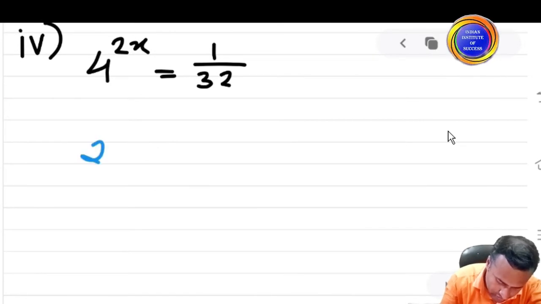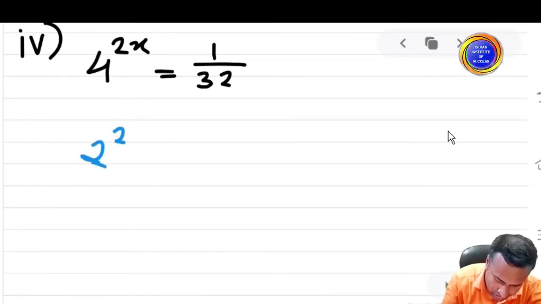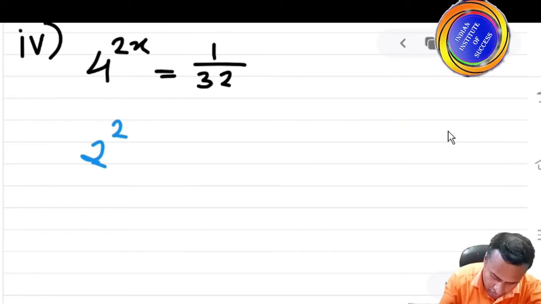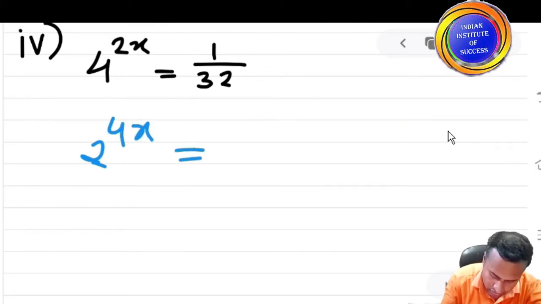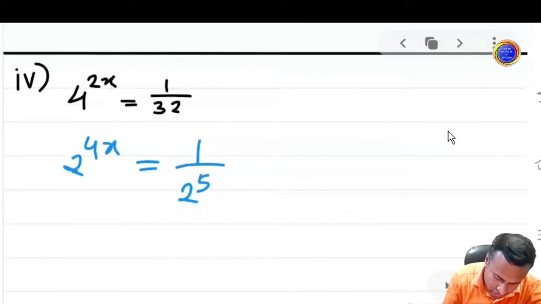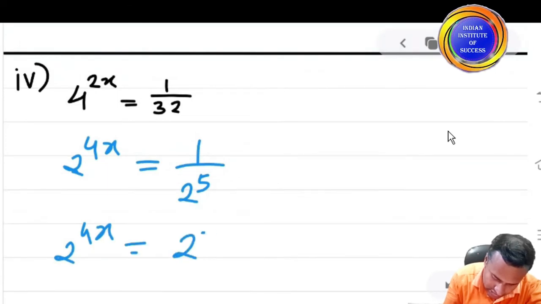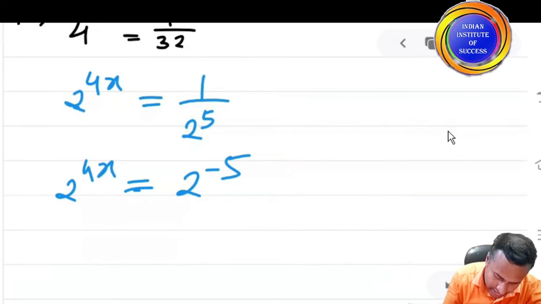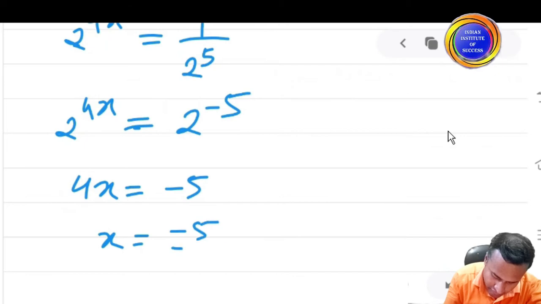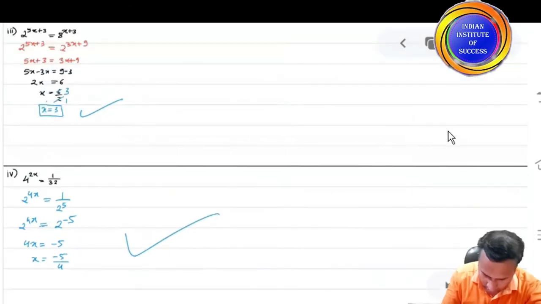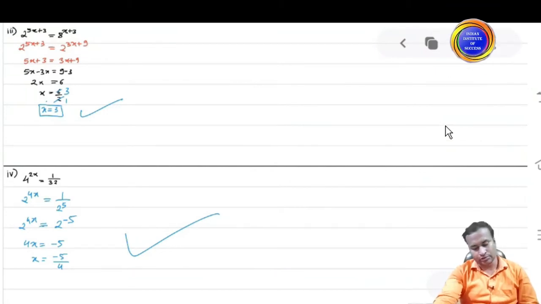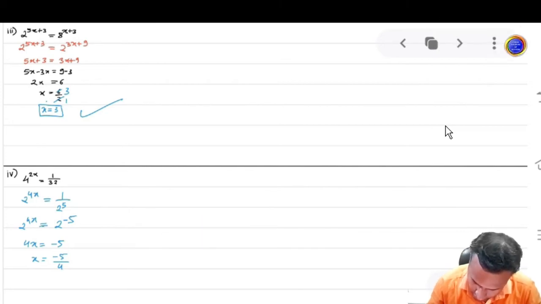Now give attention. 2 raised to power 2 into 2x, we can write. So 2 into 2, 4. So 2 raised to power 4x equal to, now 1 upon 32. 32 is 2 raised to power 5. It means 2 raised to power 4x equals 2 raised to power minus 5. Here you can write 4x equals minus 5, x equals minus 5 upon 4. So this is the solution. These are easy solutions. Now I hope you understood this solution easily. Now we are moving to the next one.